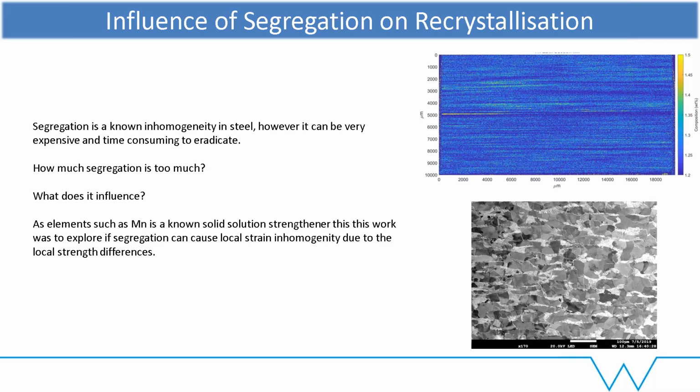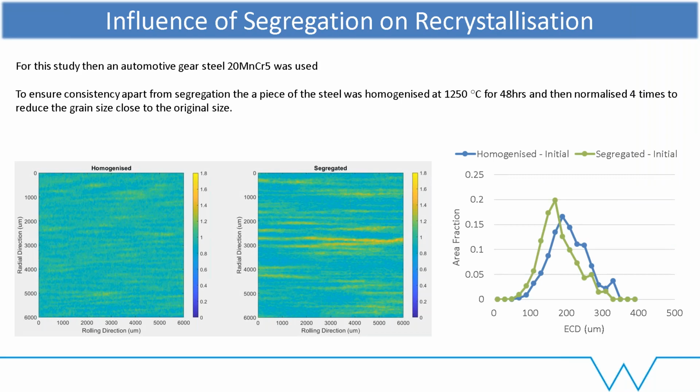One of the things that we know is that when we have manganese segregation, for example, and manganese is a pretty good solid solution strengthener, we're going to have these local mismatches in strength across the sample, across the strip. So what's the implication of having that? To do that, we've got two steels here.